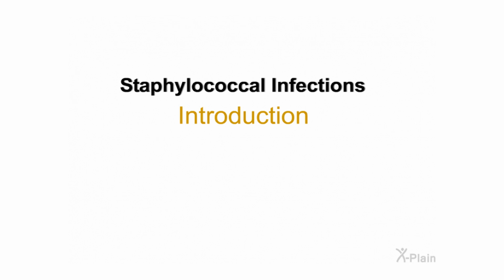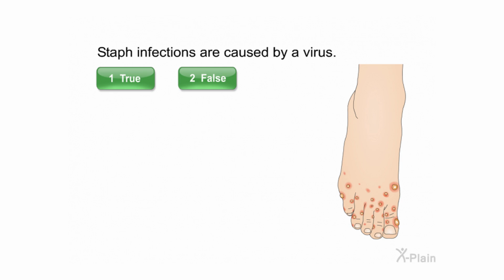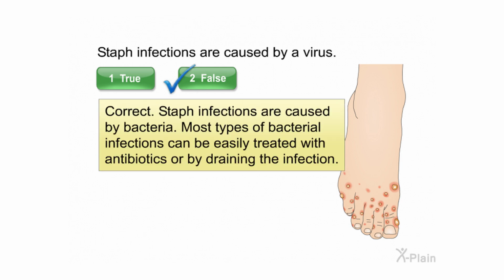Staphylococcal infections. Introduction. Staph infections are caused by a virus. Select true or false. Correct. Staph infections are caused by bacteria. Most types of bacterial infections can be easily treated with antibiotics or by draining the infection.